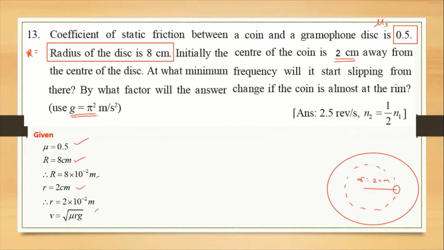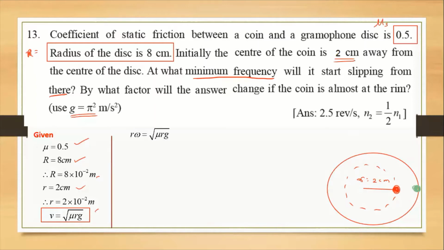So we can use the formula v is equal to under root mu R g. Now what we have to find out here? You can see here, at what minimum frequency will it start slipping from there? So when the coin is rotating, we have to find out frequency at which this coin starts slipping. And one more thing, by what factor will the answer change if the coin is almost at the rim? And the same coin we can place at the rim. If it is placed at the rim, then by what factor the answer changes? That also we have to find out.